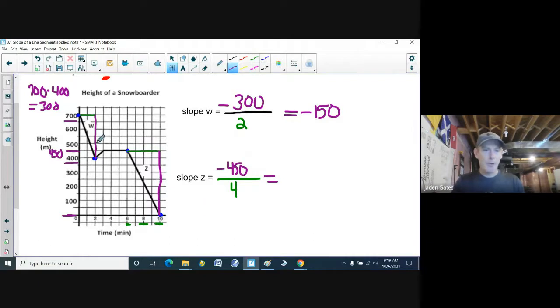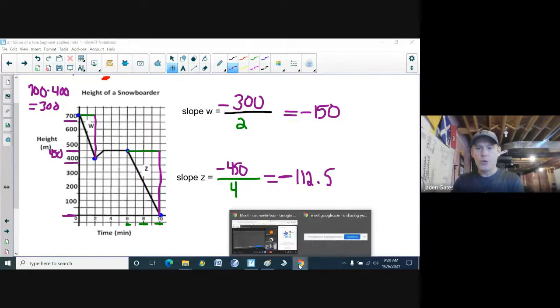Now these lines both look steep, but the slope will tell me exactly how steep it is. So I take my negative 450 and I divide it by 4. And I'm going to end up with 112.5. Oh, and don't forget the negative side because, well, clearly a snowboarder, we're going downhill on this one. And so the slope of W initially, it's a steeper hill than when the snowboarder goes downhill Z here. And there we go. So again, with slope, we're using rise over run.